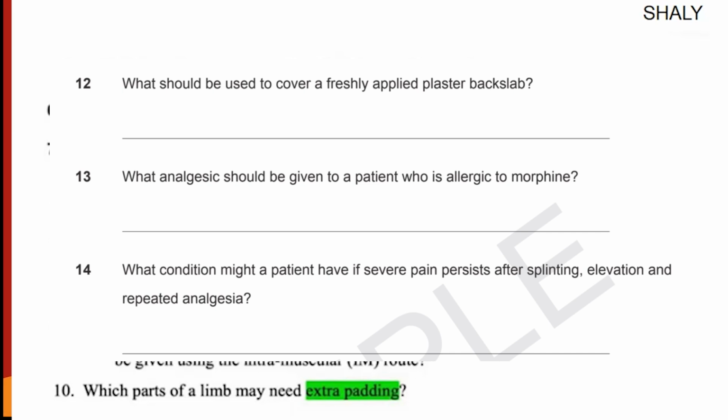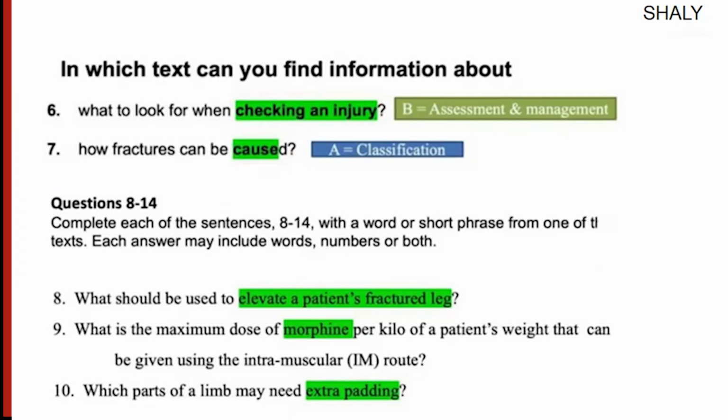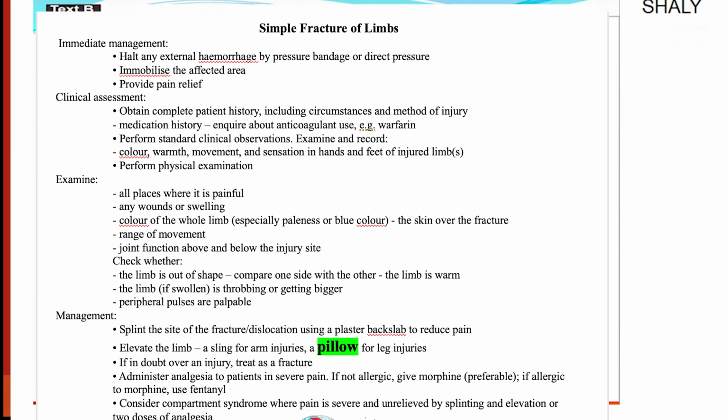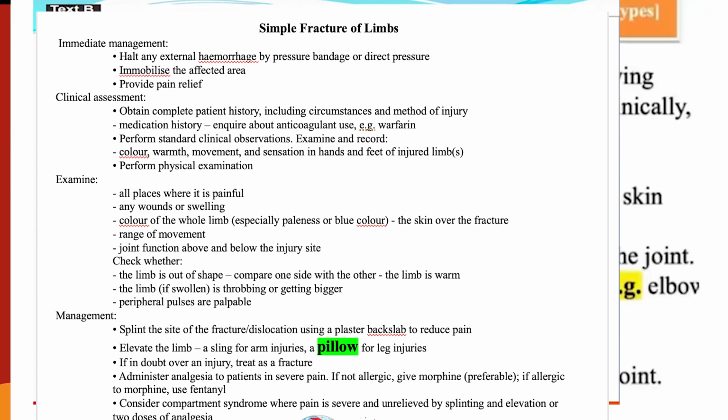Then moving on, 8th question. Complete each of the sentences 8 to 14 with a word or short phrase from one of the texts. Each answer may include words from members of both. In question 8, what should be used to elevate a patient's fractured leg? The answer is a pillow. This is written in text B. A pillow for leg injuries. We can see in the text, in the management, they have written they are using the pillow.